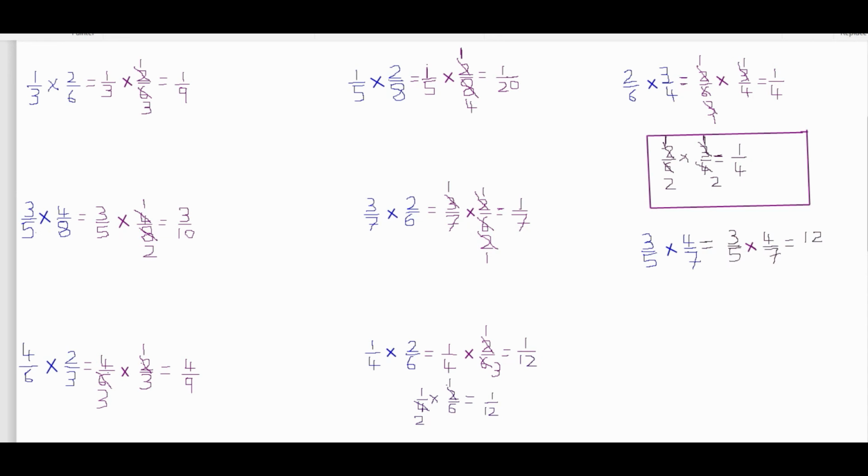Now for the last fraction, none of the numerators nor denominators can be divided into each other, so we just simply multiply numerators by numerators, and also both denominators together.